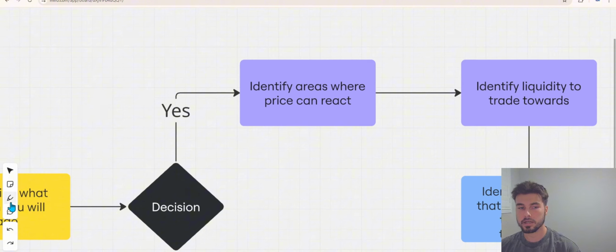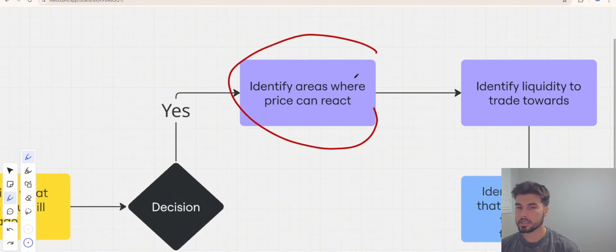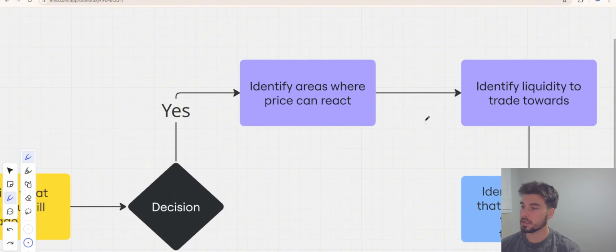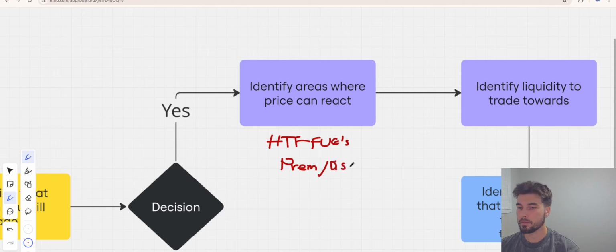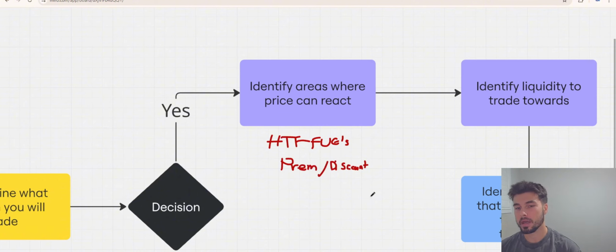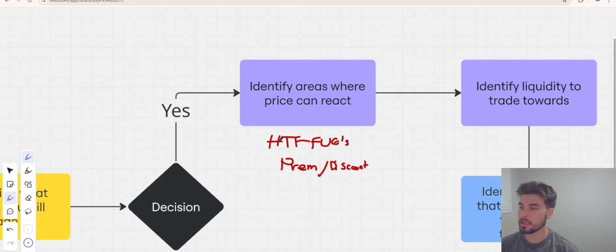Once you've made that decision, if the answer is yes, then we can move up here. You've made your decision now. Identify areas where price can react. I'm going to give you a couple. Number one, we've talked about higher time frame fair value gaps. And number two, we talked about using premium and discount. If we're in discount, look for longs. If we're in premium, look for shorts. And if you're in a higher time frame FVG, it's optimal to look for a big reversal. So we've got that, tick.